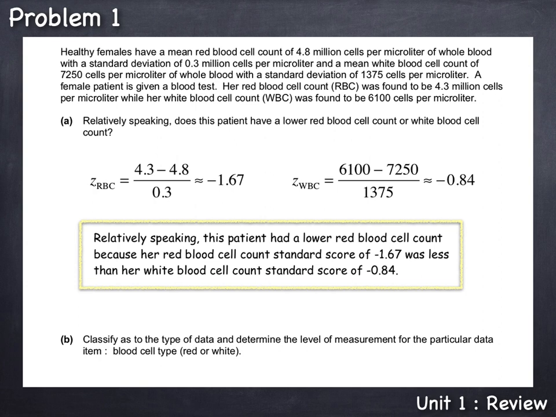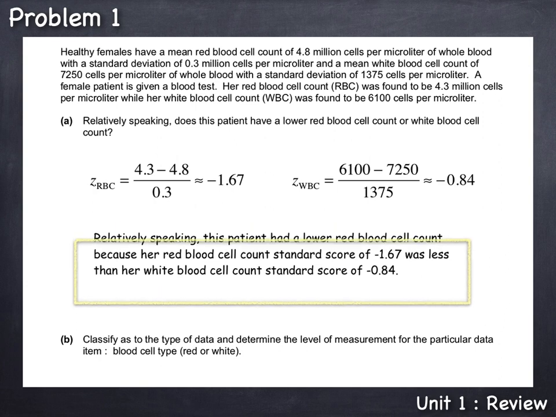So here we showed the work of our calculation of the standard scores, but it's also important to support our answer by clearly showing that the standard score of negative 1.67 was less than the standard score of negative 0.84. And because of that, the answer was red blood cell count was lower. So be sure to answer the question correctly, show all your work, and support your answer by showing the reasoning and method by which you solve the problem. Now we can go to part B.